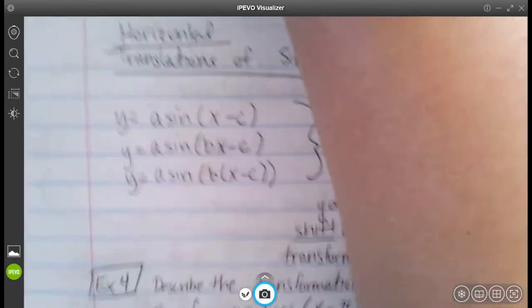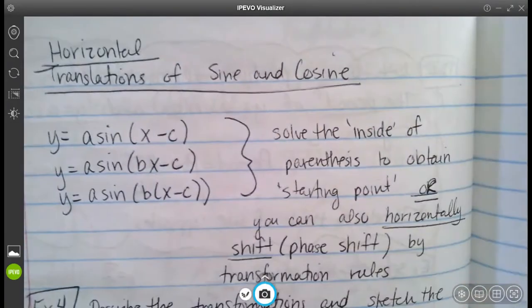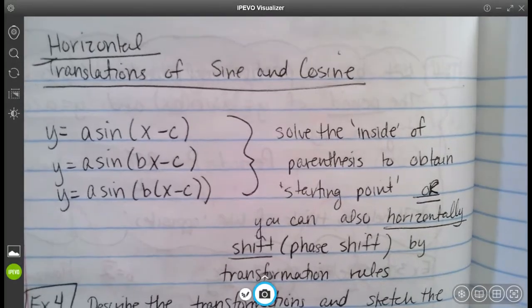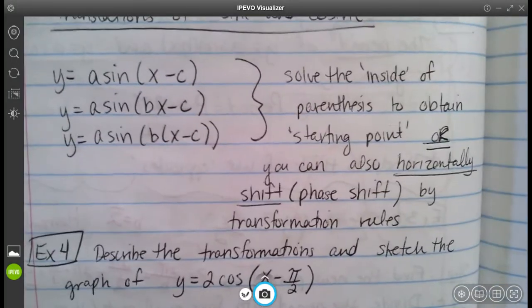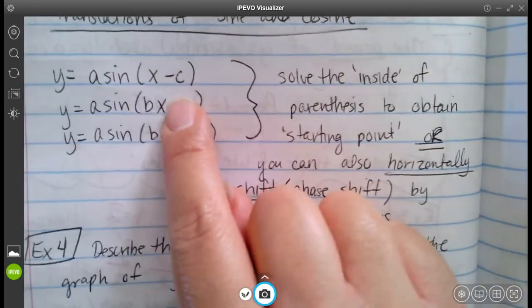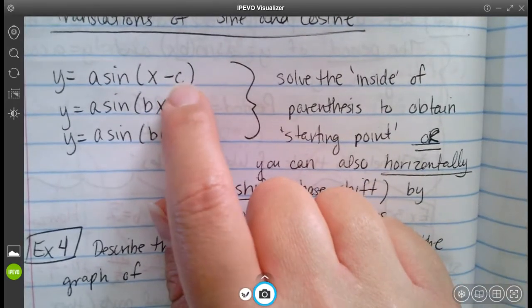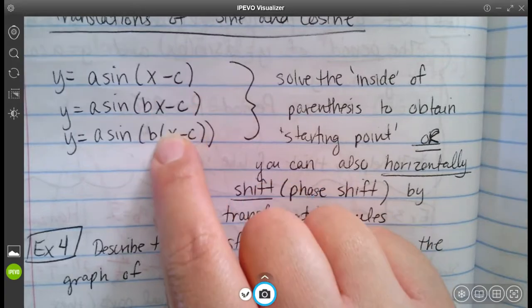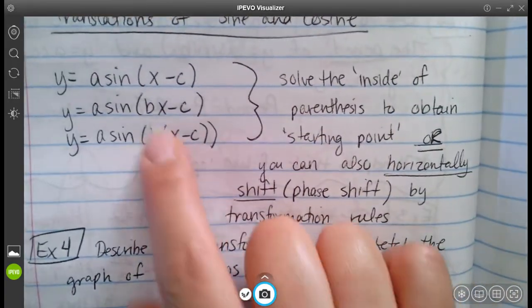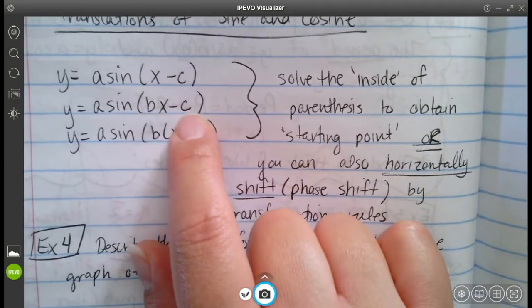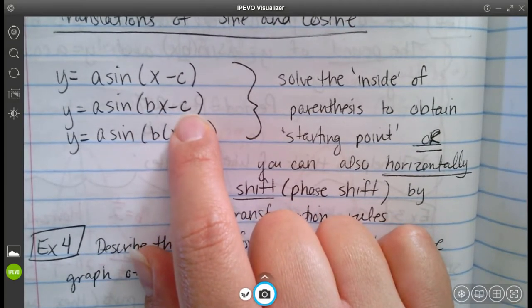We're almost done, I think. We have some horizontal translations of sine and cosine, and this is what they look like. So lots of stuff to copy. Same rules as before. Basically, if you have a number inside, it's going to be moving to the left or right, okay? A couple things that we do need to mention is if you do have a B and a C, then there's a little bit more work.